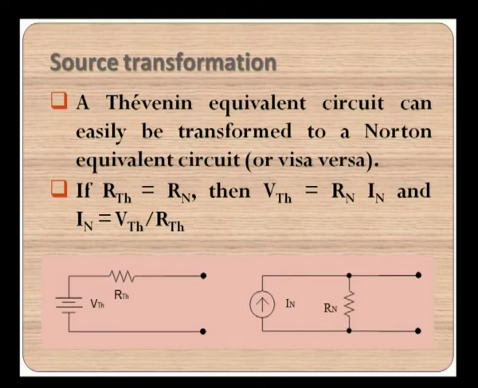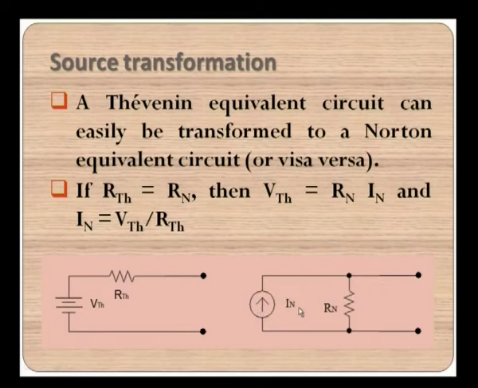If the RTH value is equal to the RN value, then the VTH could be written as Rn IN, and from that we can write what IN is. The IN is the ratio of VTH to RTH. Here RTH and Rn are one and the same, that is stated already. So, when we have this kind of transformation possible, then the Thevenin circuit is represented here like this and the Norton circuit is represented here like this.